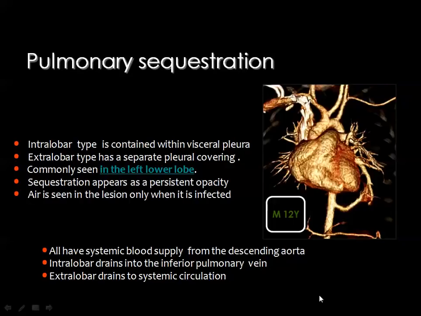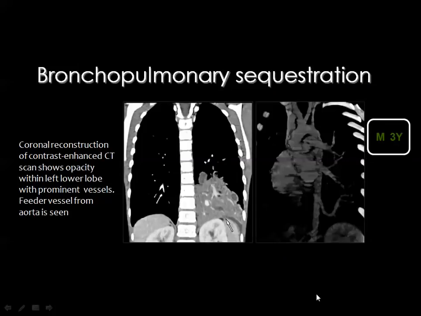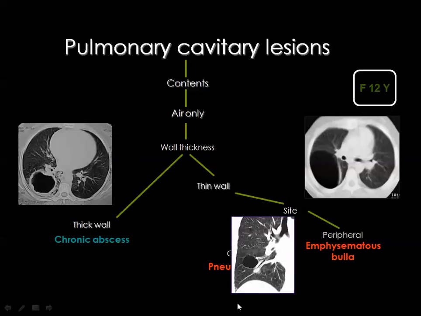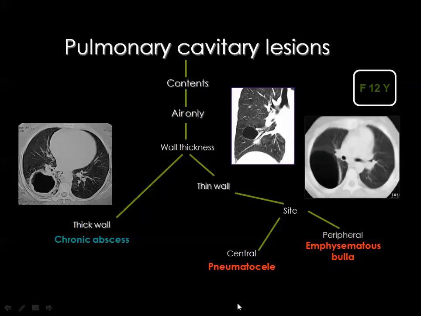the systemic circulation. And here is a good example of pulmonary sequestration. You see an opacity in the left lung base, and the aortography performed by CT showed a branch coming directly from the aorta to the lesion, confirming the diagnosis of pulmonary sequestration.